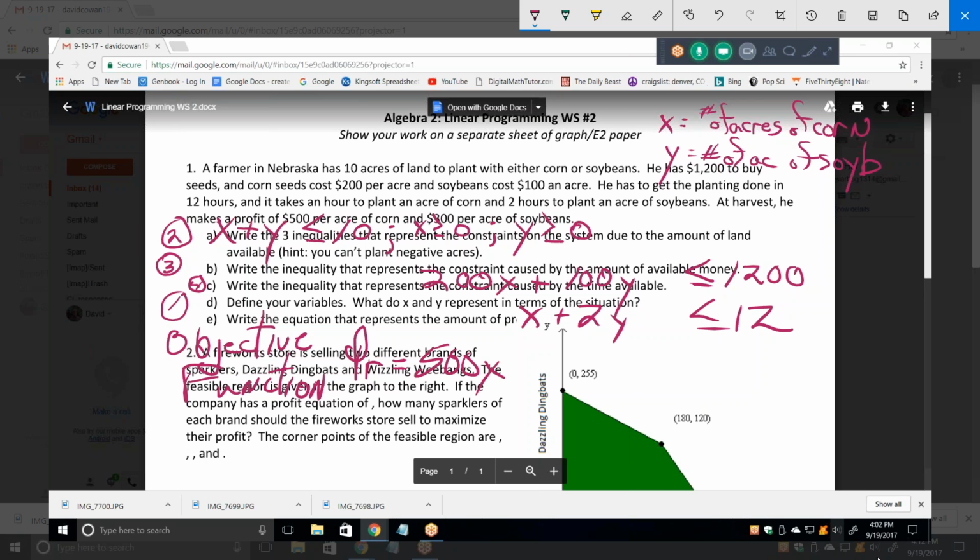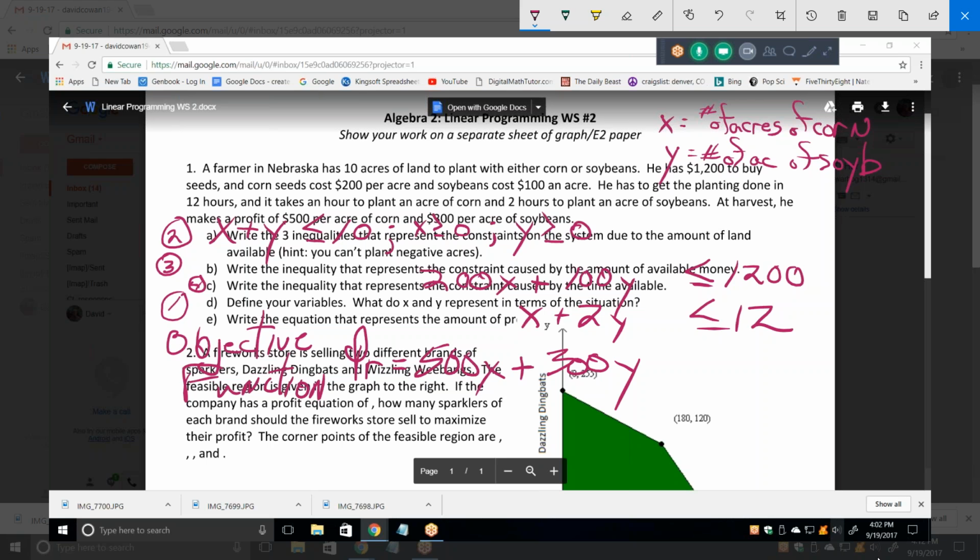If he has 2 acres of corn, he's going to make $1,000 on his corn. If he has 5 acres of corn, he's going to make $2,500 on his corn. But his profit is a combination of the profit on the corn and the profit on the soybeans. What's the profit on the soybeans? 300y. Okay, now you have your 5 constraints and your profit function.